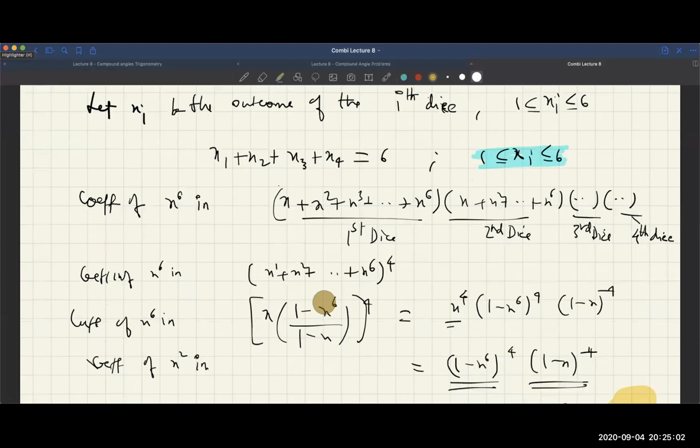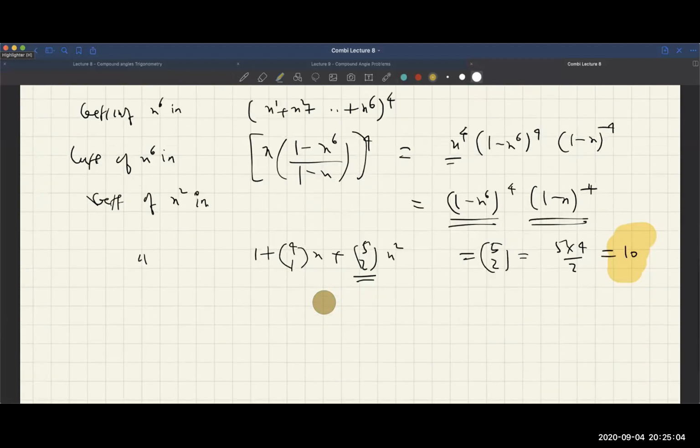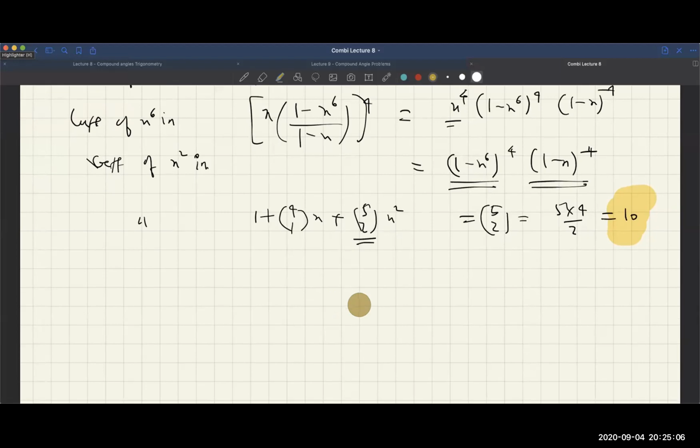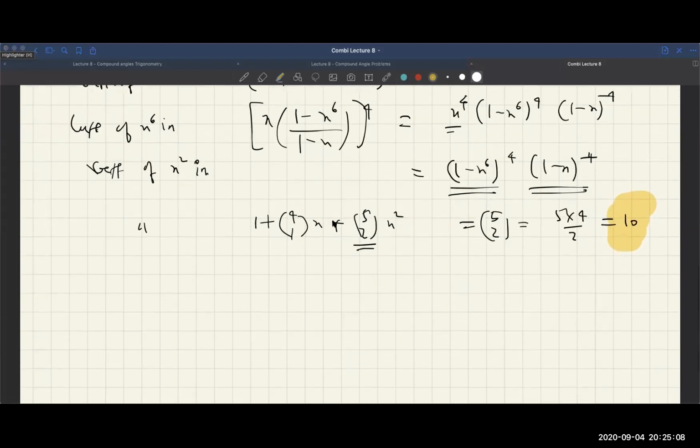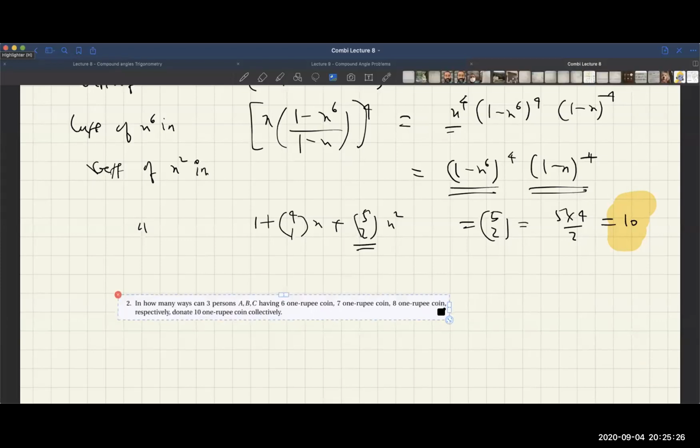Anybody has any doubt in this problem? Serge, you didn't get this problem? Yeah, Serge. Okay. I don't know. Maybe he's not able to speak. Now try this problem, guys. What about this one?